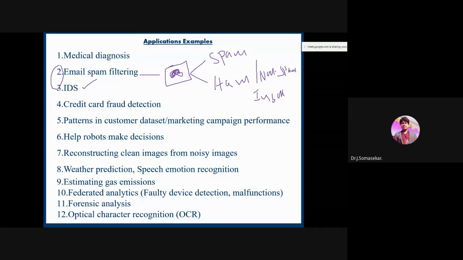And credit card fraud detection, patterns in customer data sets, and estimation of gas emission for forensic analysis; we have so many other applications also. And OCR, optical character recognition, which is related to image analysis. We will discuss a few applications in detail by considering some data sets. Based on that we can understand exactly how we are going to apply the Bayesian classifier to a given data set. Simply reading applications without showing examples, we can't understand exactly how to apply it. That's why I will show one or two examples in detail.